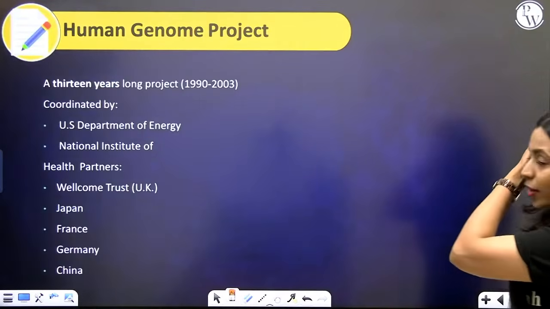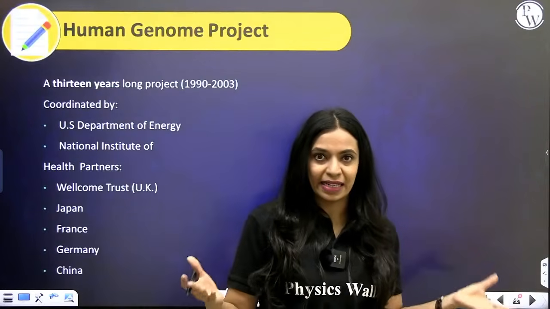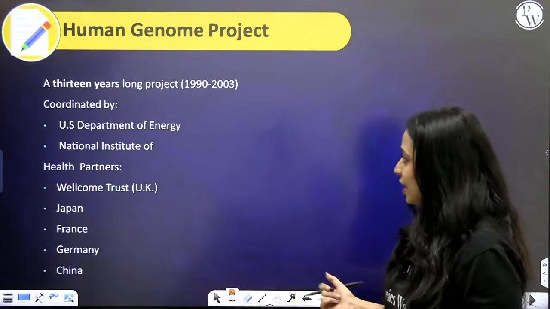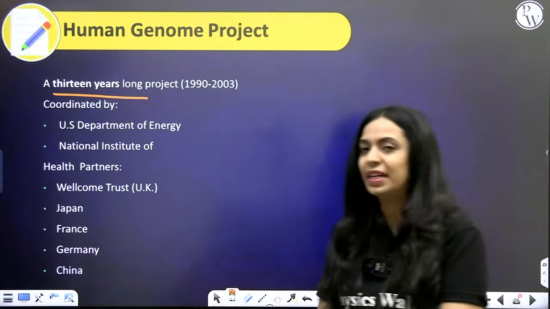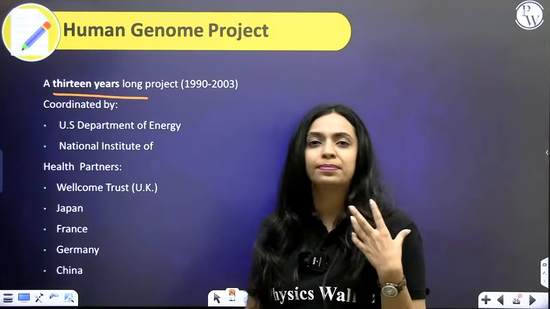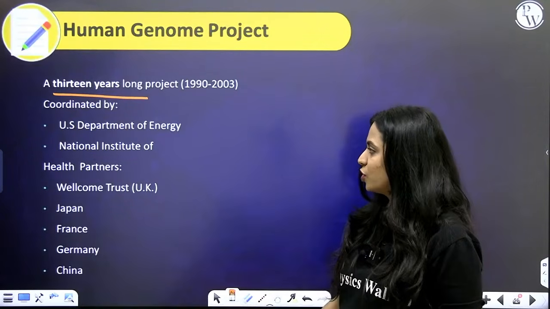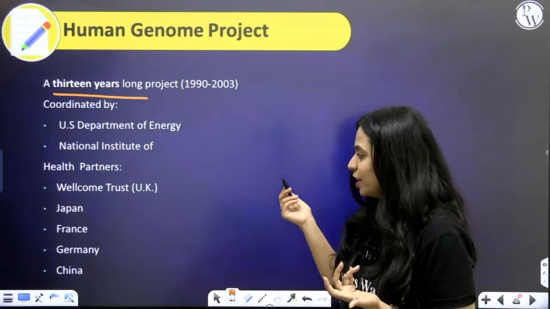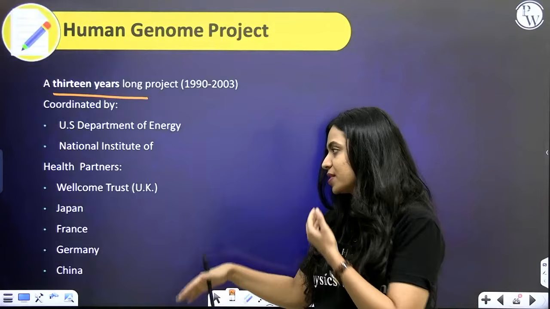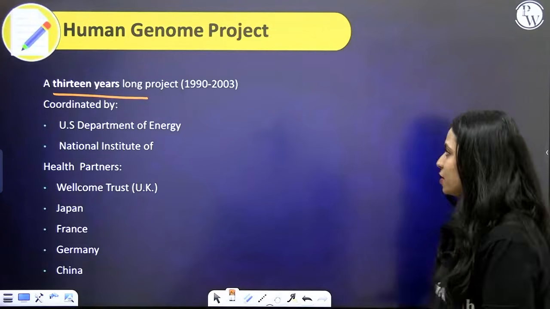Now let's learn about Human Genome Project. Human Genome Project was a mega project that was launched in the 1990s, I think. Yeah, 1990. And this project took 13 years to get completed. It was coordinated by many institutions like the US Department of Energy, National Institute of Health Sciences, and partners include Wellcome Trust, Japan, France, Germany, China. Many countries were involved in this project.